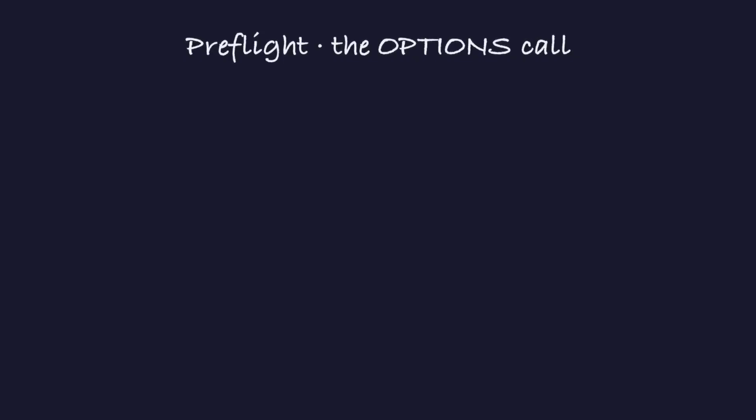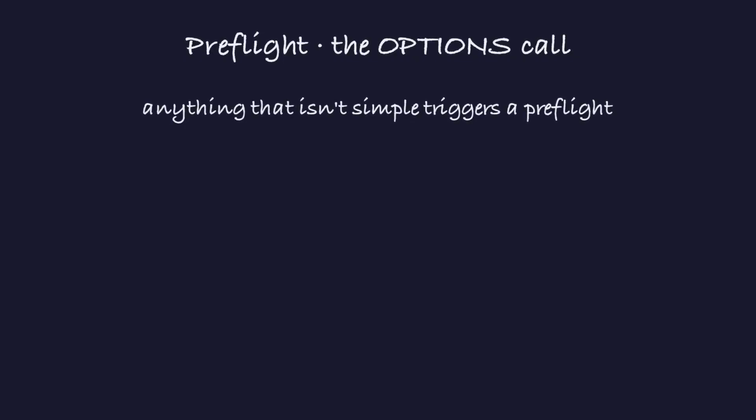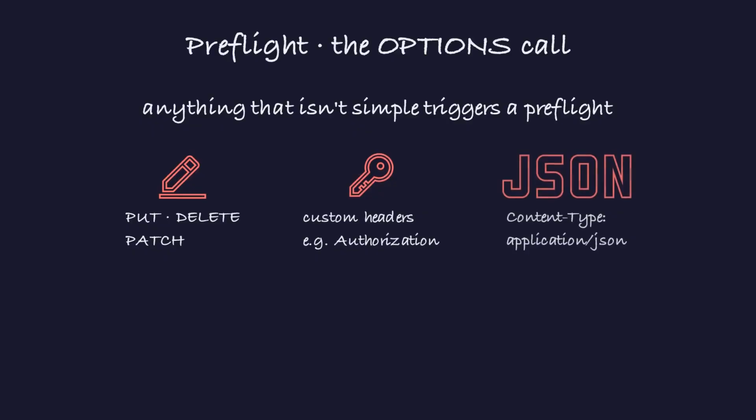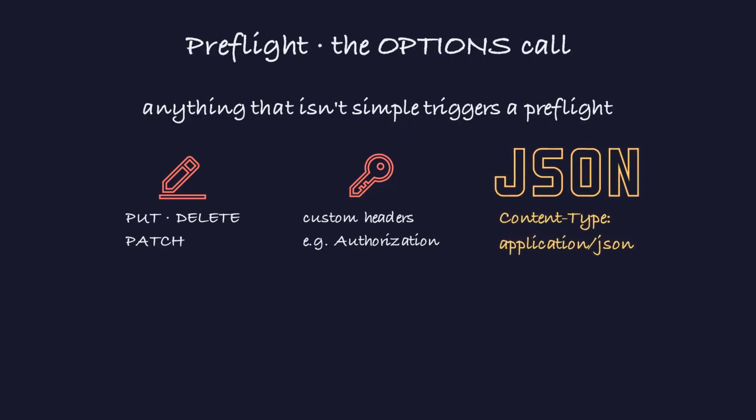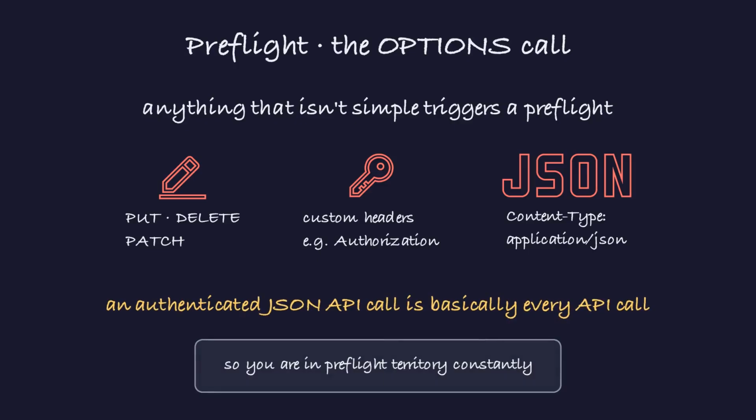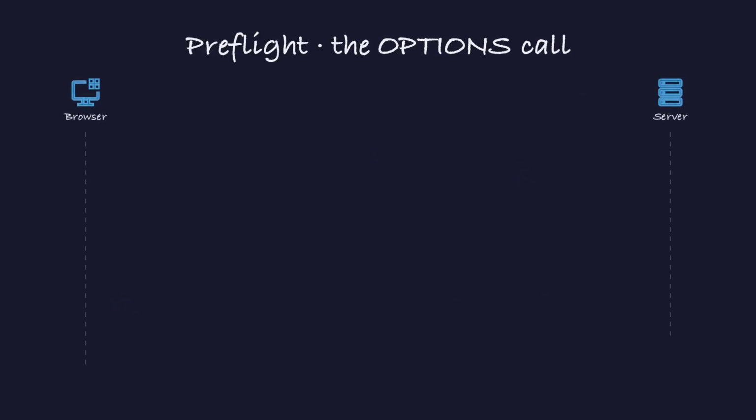Any request that is not simple triggers a Preflight. The list of triggers is short, but you hit it constantly. Methods like PUT, DELETE, or PATCH. Custom headers like Authorization. And a content type of application/JSON. That last one surprises a lot of developers, because almost every modern API sends JSON. So the moment you make an authenticated JSON API call, which is basically every API call, you are in Preflight territory.